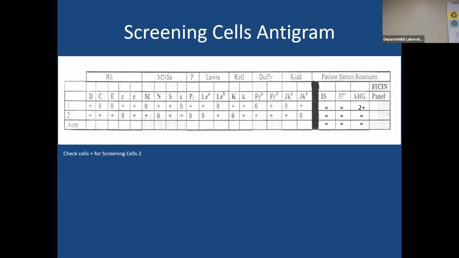So would you say this antibody is an allo or an auto? Definitely an allo. Do you think it's IgM or IgG? IgG. Do you think it is clinically significant? Yes, it is. Typically, if your antibody is reacting at the AHG phase of testing, it is considered clinically significant. Okay.